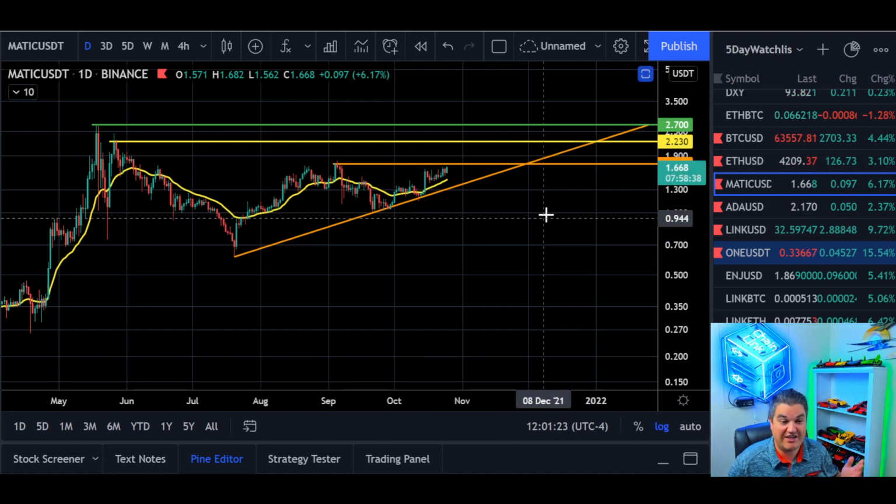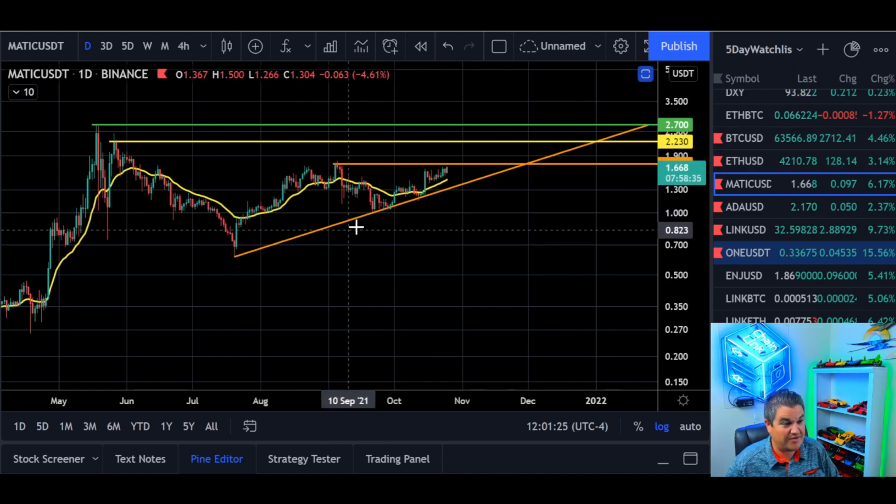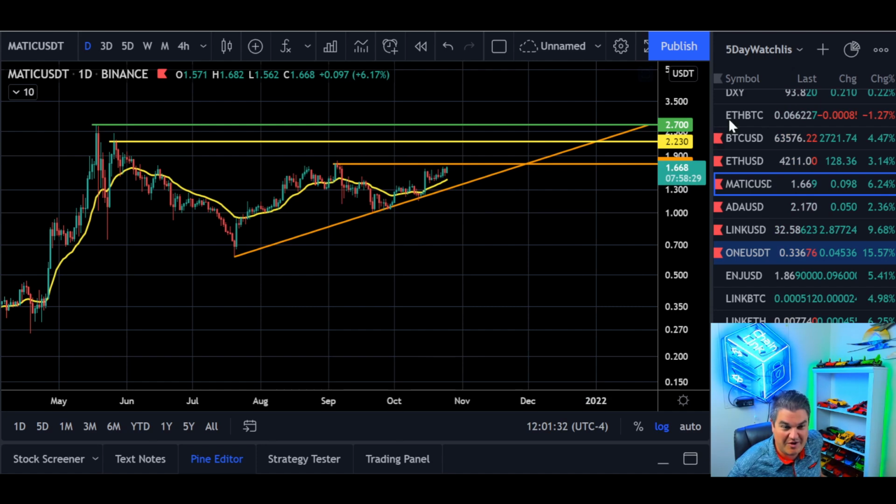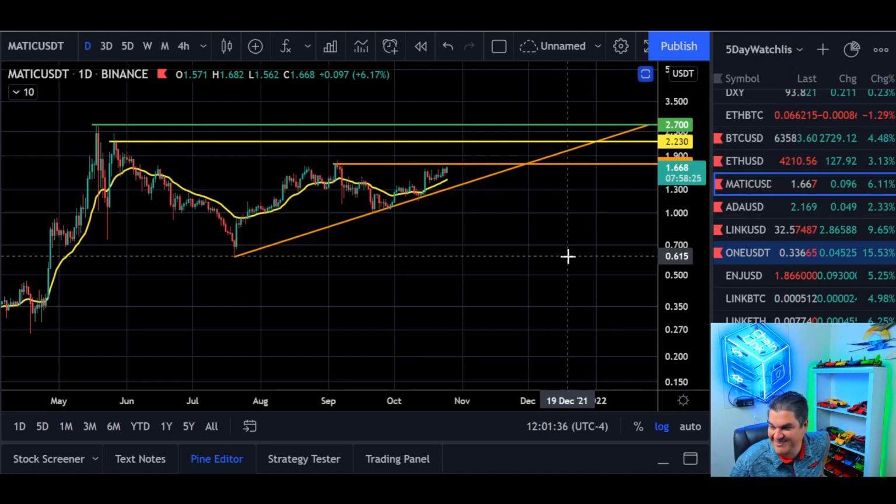Got off on a little bit of a tangent there, but I just wanted to let you know my position in MATIC is now a pretty substantial one. All of these guys move some things around. Yeah, so I'll leave it at that.